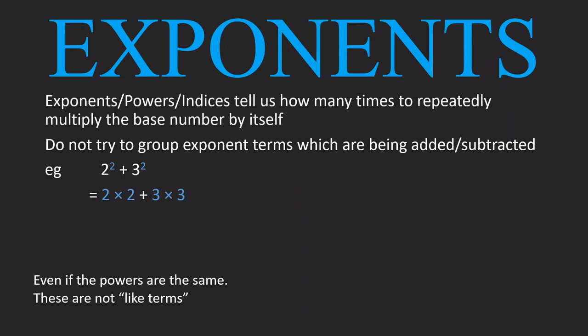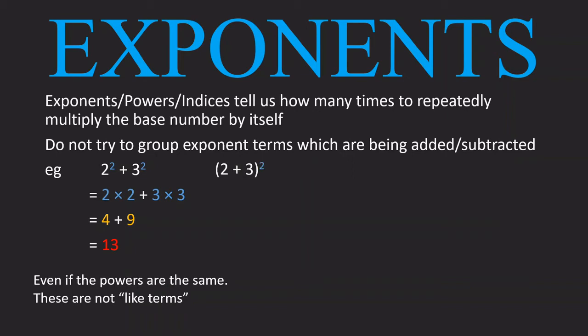So 2 times 2 is 4, and 3 times 3 is 9. So we're going to do 4 plus 9. Our final operation is an addition. 4 plus 9 is 13. Notice how this is different from grouping these bases.